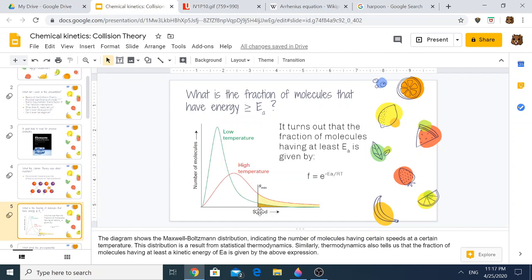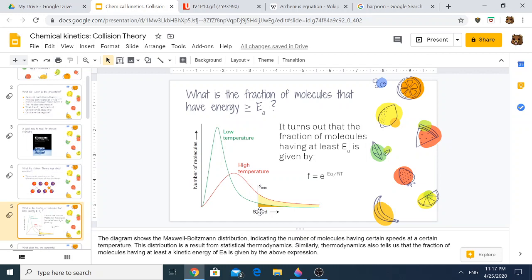In this case, you may be wondering why we're not using kinetic energy, but instead using speed. It's just that kinetic energy is proportional to the square of speed, KE equals half mv squared. So hence it is appropriate for us to use speed on the x-axis.